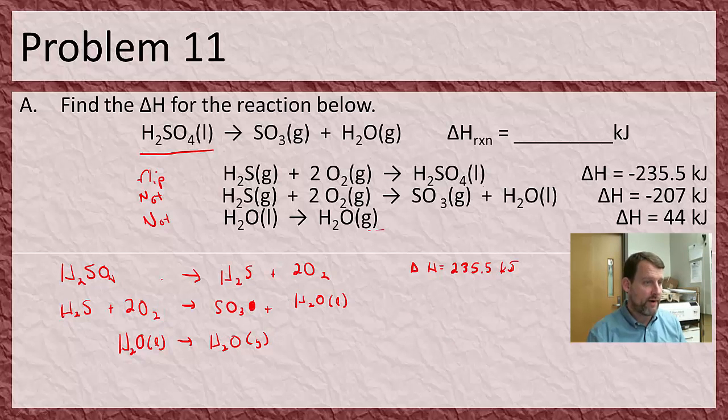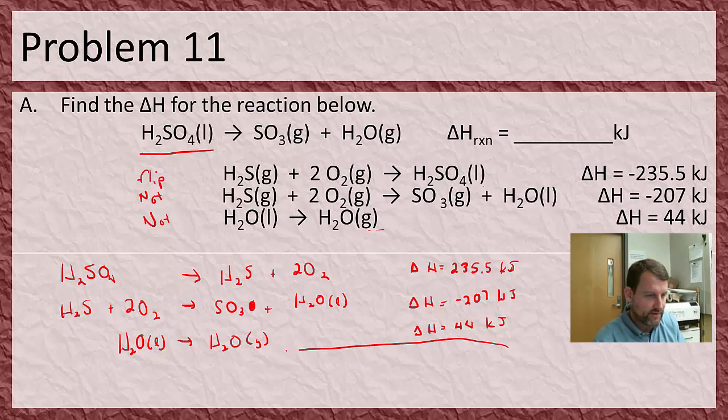All right. Let me write these down. So these two are not flipped, so the delta H doesn't change. The enthalpy of change stays the same, negative 207 kilojoules. And my delta H here is equal to a positive 44 kilojoules. All right. So let's see what starts to cancel. We need to cancel the H2S, which seems to cancel just fine. The 2O2s need to be gone, and they're gone. The SO3, there's one of them. There's one H2SO4. The liquid water cancels. I think it's ready. I think we're done.